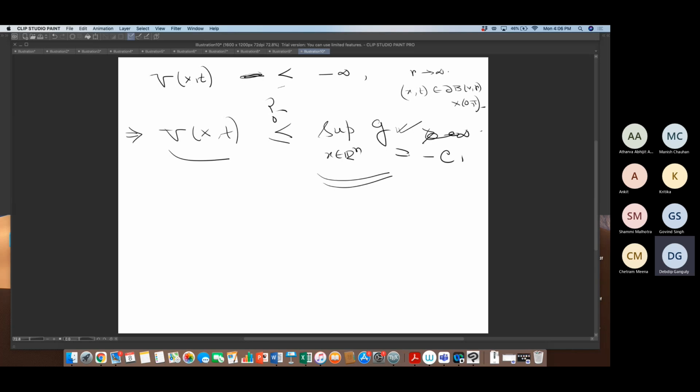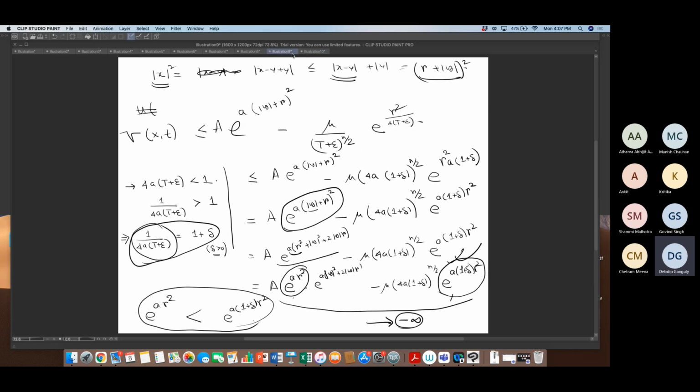Let's say the supremum of G is minus C. You can choose some very, very large R such that V(x,t) is less than minus C. That's it. You can always do this, because V(x,t) goes to minus infinity as R tends to infinity. That means you can always make V(x,t) less than minus C. This is the definition of V(x,t) going to minus infinity, right? And if the supremum of G of x_n is minus infinity, there is nothing to prove. So V(x,t) is always less than or equal to the supremum of G. Is that clear? Is this analysis clear? This is a very interesting analysis.